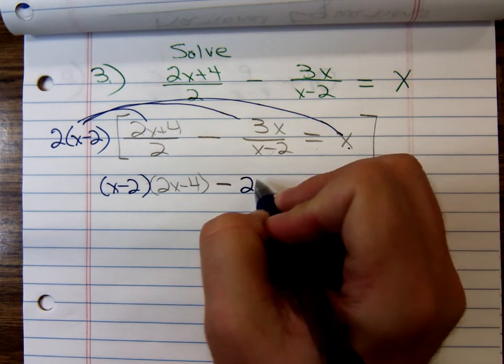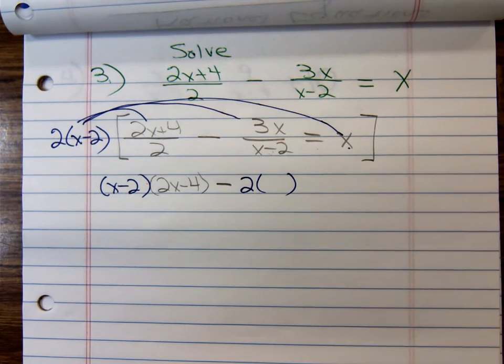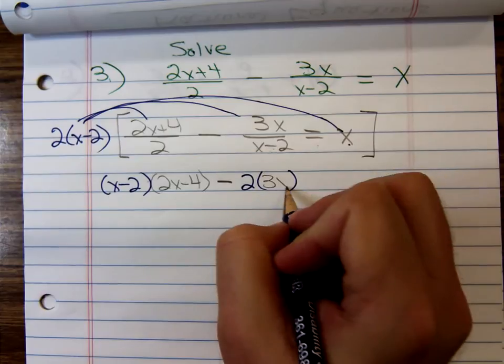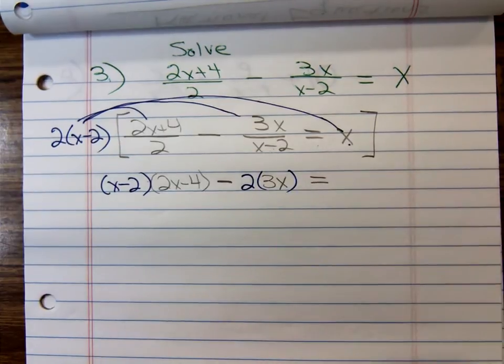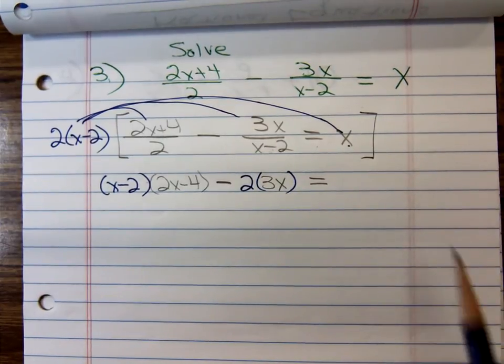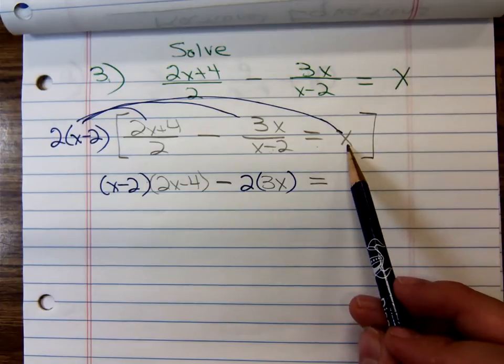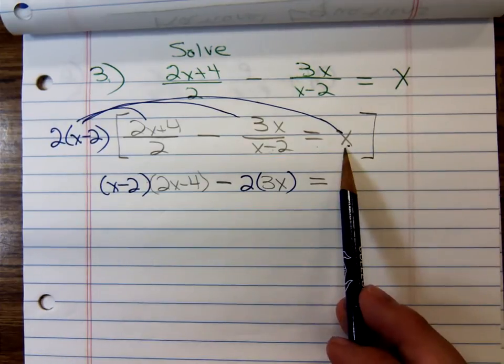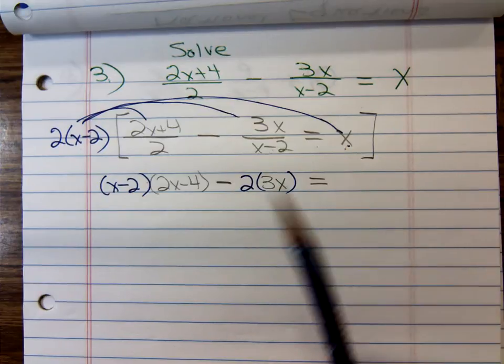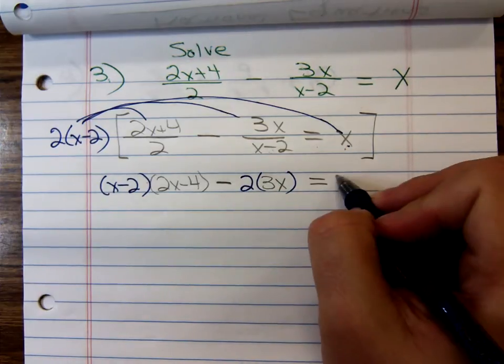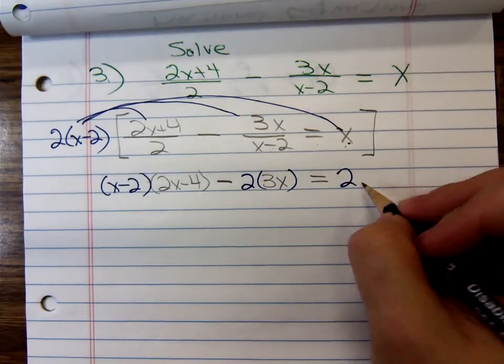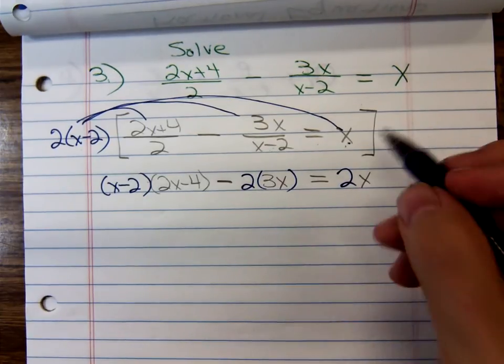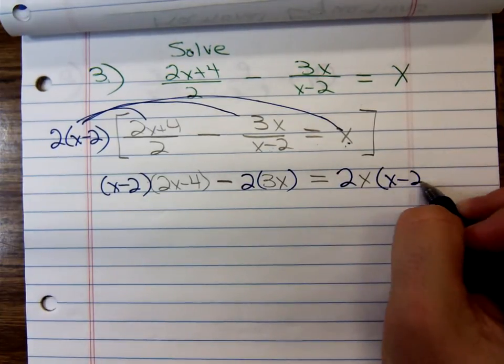times 3x equals, what's going to cancel when we multiply here? There's no denominator, so nothing's going to cancel. You'll just have the 2 times x times the x minus 2.